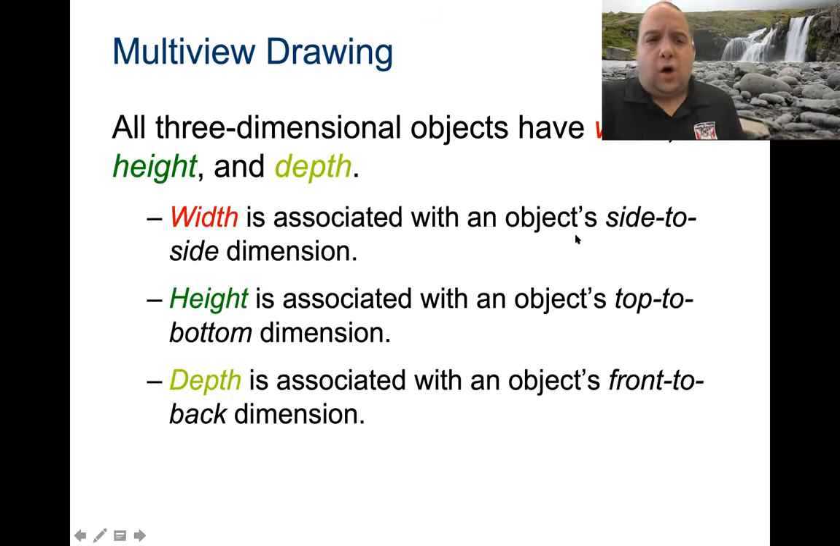Multi-view drawing. All three-dimensional objects have a width, height, and depth. And we know that because we've spent so much time talking about our perspective drawings, and then we also talked about our ISO drawings. So we talk width, depth, and height. We kind of already understand what those are, but if you want to pause the slide and read it, you can. Remember the width is side to side, the height is vertical, from top to bottom, and then front to back represents our depth.